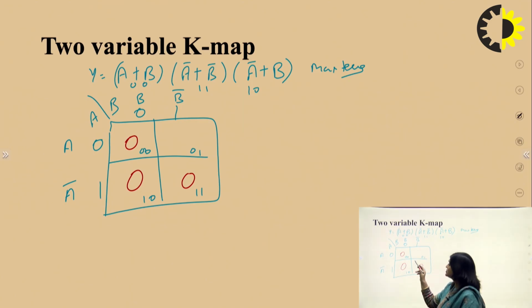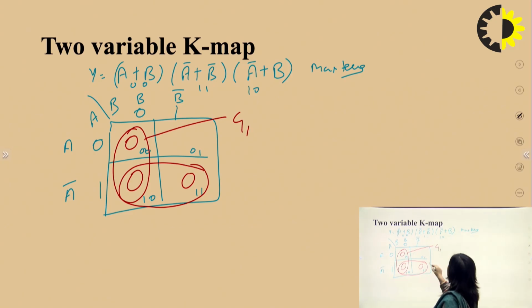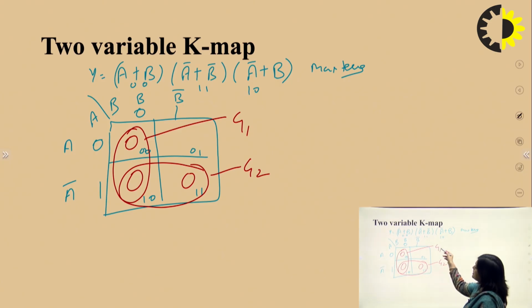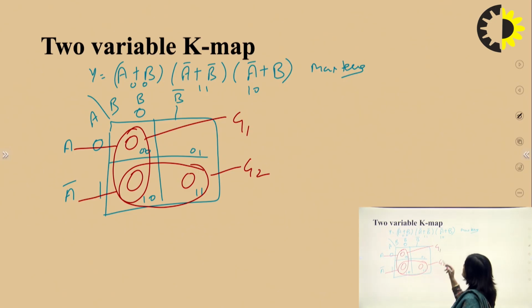Now there are 3 zeros in the K-map. So we can make a group of 2 zeros, and a single 0. Here the possibility of 2 zeros is there. So this is group number 1 and this is group number 2. Now what is the name of group G1? There are 2 zeros in this group, the rows of the zeros are different and the column of both zeros is the same, that is B equal to 0. So the name of this group is B.